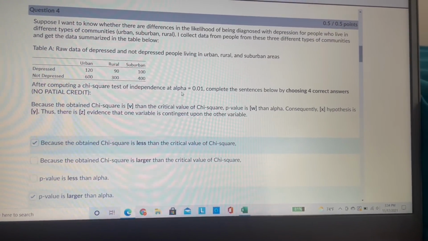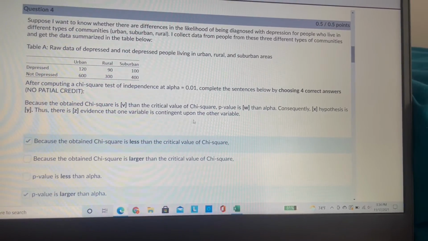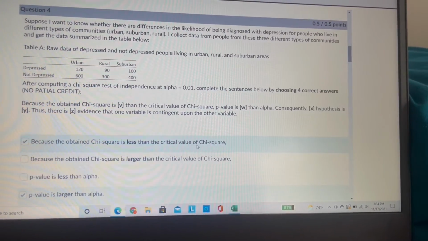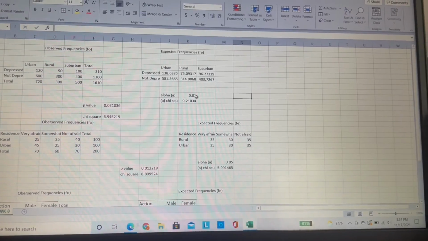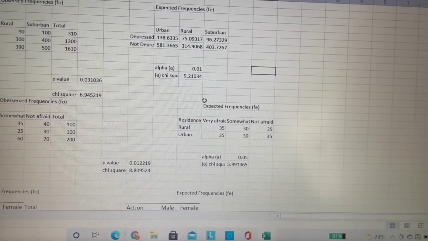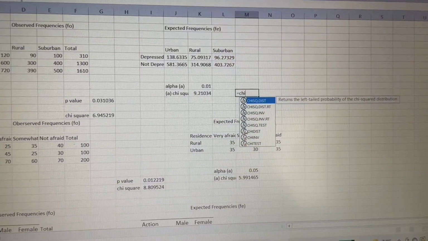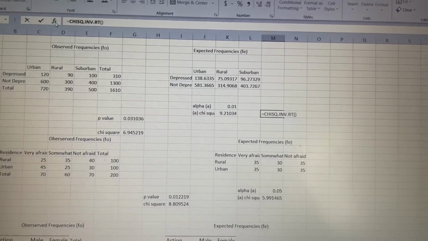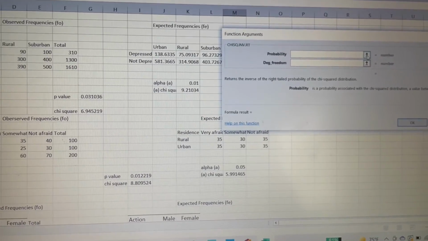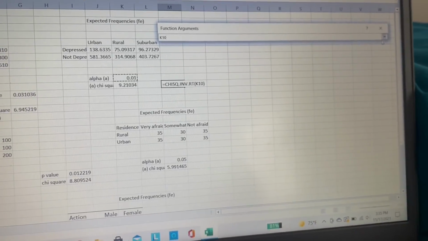It wants you to use the independence test at alpha, which is 0.01. That's basically going to be your substitute for the p-value, but you're going to use it to get the critical value of the chi-square. So you already have the probability, which is alpha, 0.01. You're trying to get the critical chi-square, so it's equals CHI, then invert RT, and you hit FX. Probability is right here. This is exactly how you get the chi-square from the other one, but you're using alpha as the p-value.